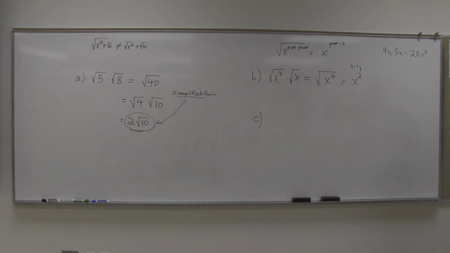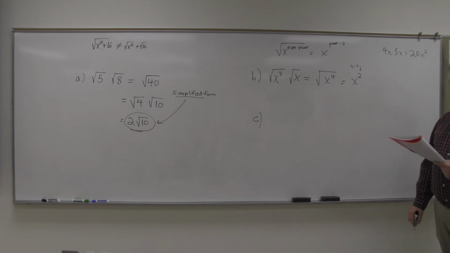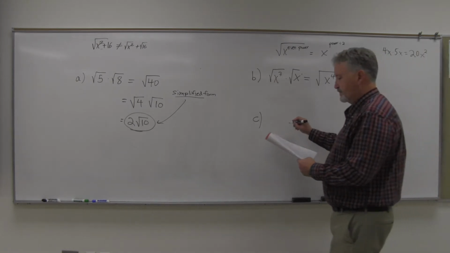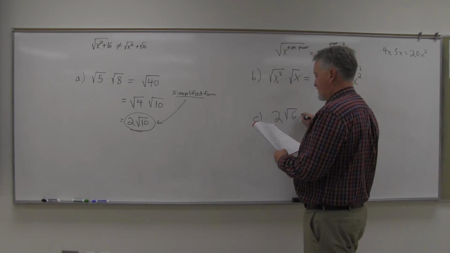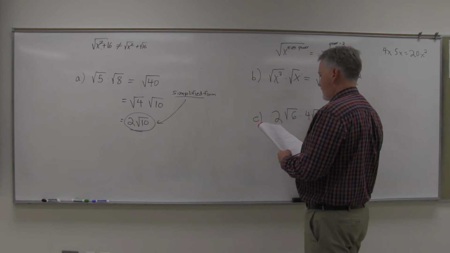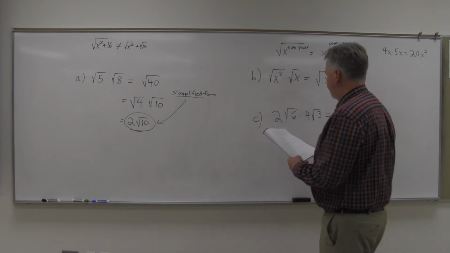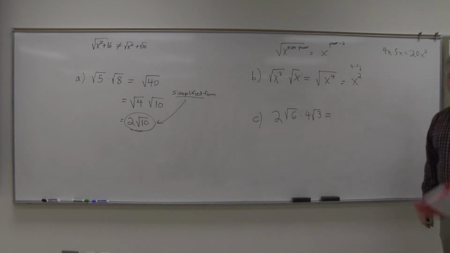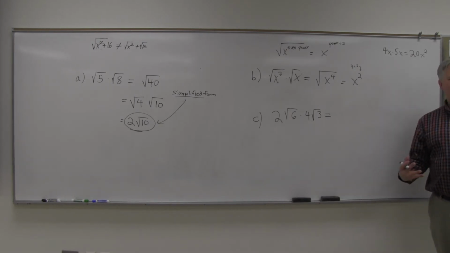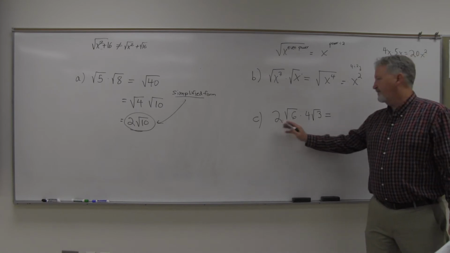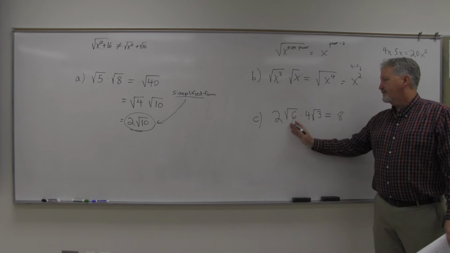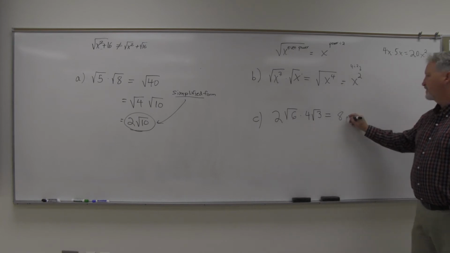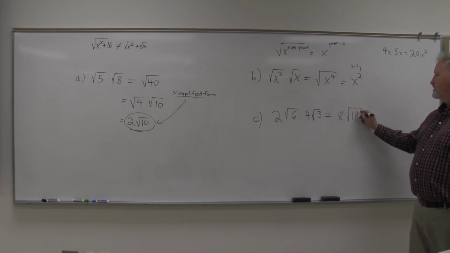All right, letter C on number 8. 2 square root of 6 times 4 square root of 3. We just talked about one like that, but there's an extra step on this one. So we got the 2 and the 4, so again we got 8 on the outsides. And then the square root of 6, square root of 3 on the inside of the square root. So that becomes square root of 18.